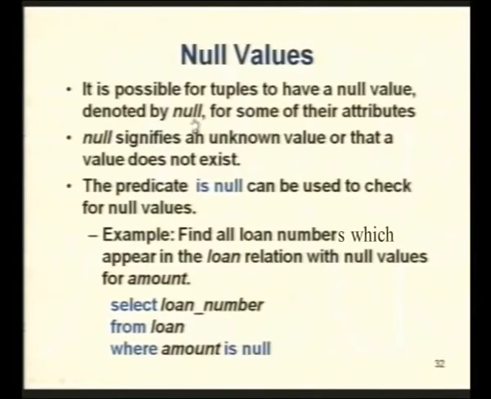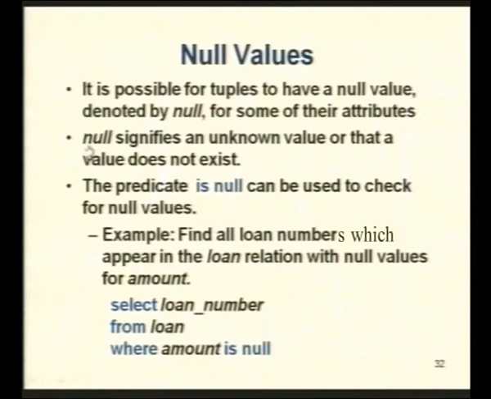Next, let us go into another important concept associated with databases, which is null values. Now, we have seen how null values are introduced, right? When we looked at left outer join, right outer join and full outer join, we looked at how null values were inserted by the operation of the join itself. So, it is possible for tuples to have null values, denoted by null, for some of their attributes. We saw how that happened.